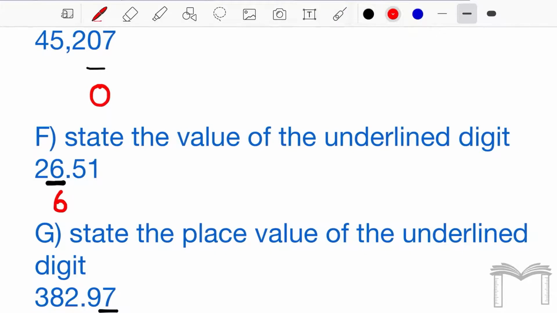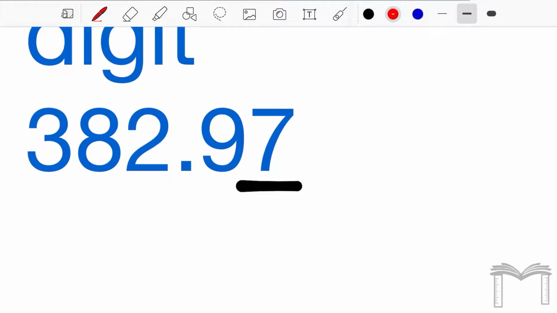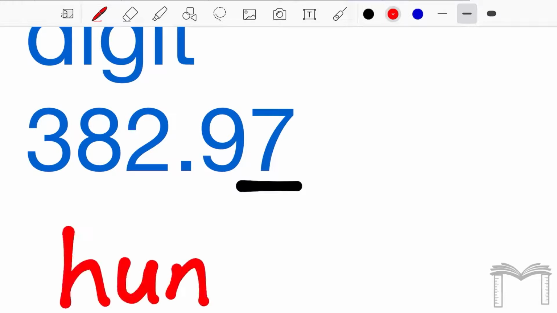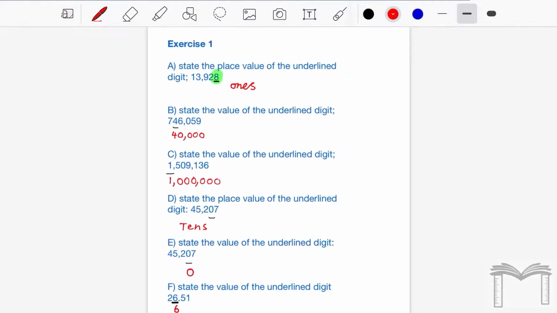Part G. State the place value of the underlined digit. So the 7 is underlined. The 7 is in the hundredths column. So the place value of the 7 is hundredths. You can now pause the video and write down all of the corrections if you have corrections to make.